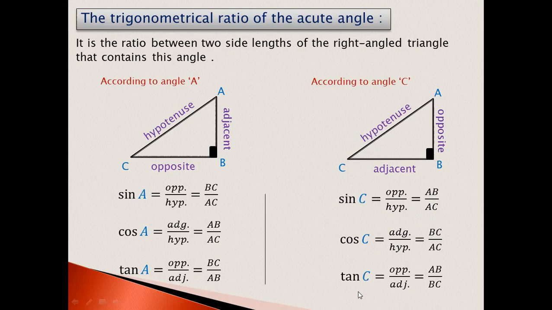And the third trigonometrical function, tan. If we need to find tan C, it's going to be the ratio between the opposite side of the angle C and the adjacent side of the angle C. The opposite side is AB, and the adjacent side is BC, so it's going to be AB over BC. AB over BC is the trigonometrical ratio of tan C.